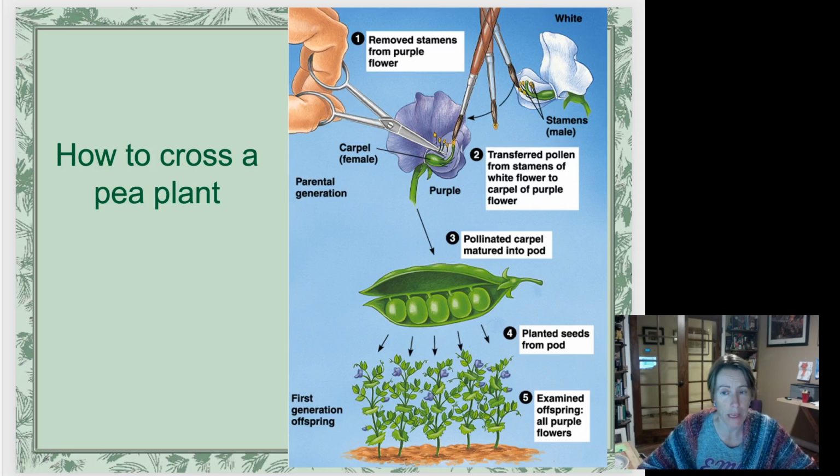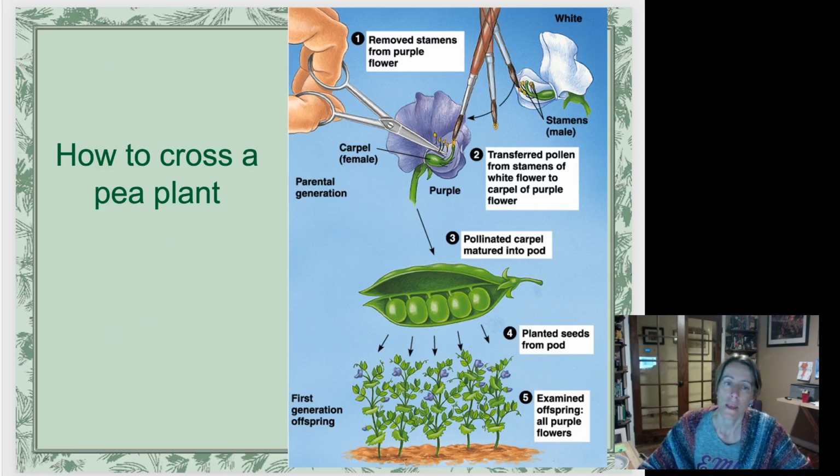He studied many things: flower color, petal color, the texture of the seeds, the height of the plants, all kinds of different things. Some of his most famous work was on the colors and textures of the seeds, whether they were yellow or green, round or wrinkled, and also on the color of the petals. We're going to focus on the color of the petals for this example.